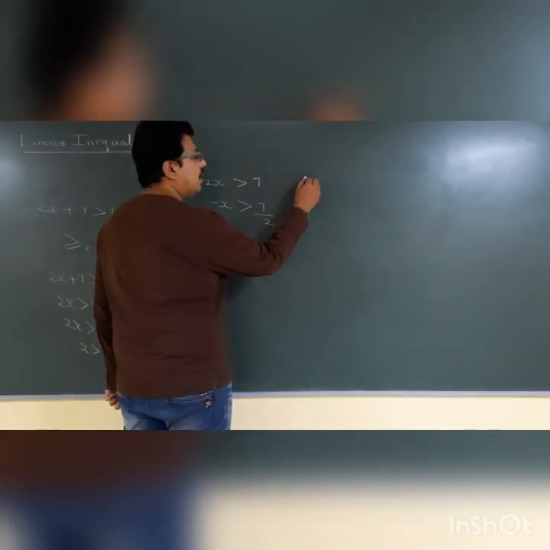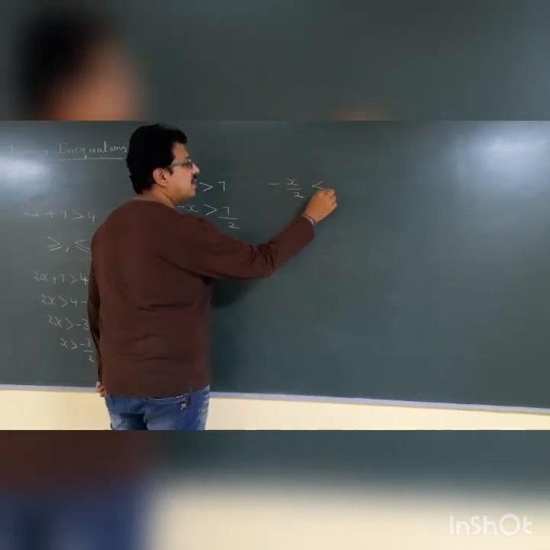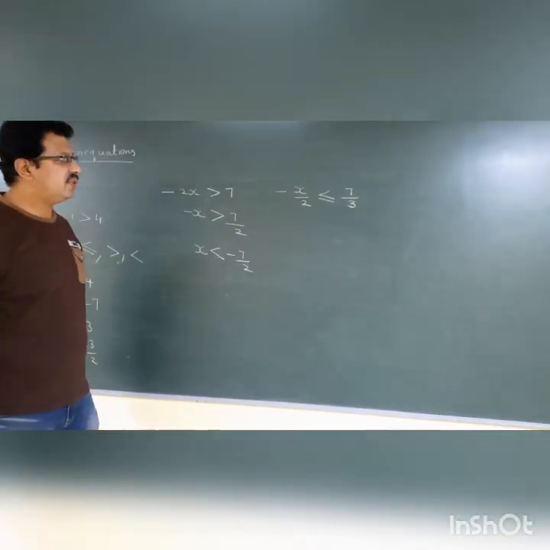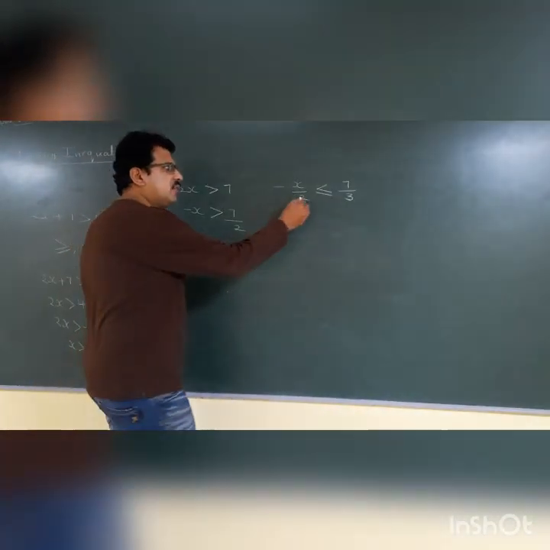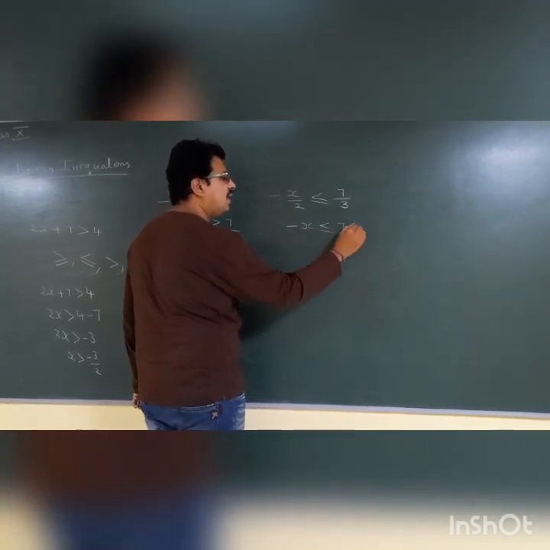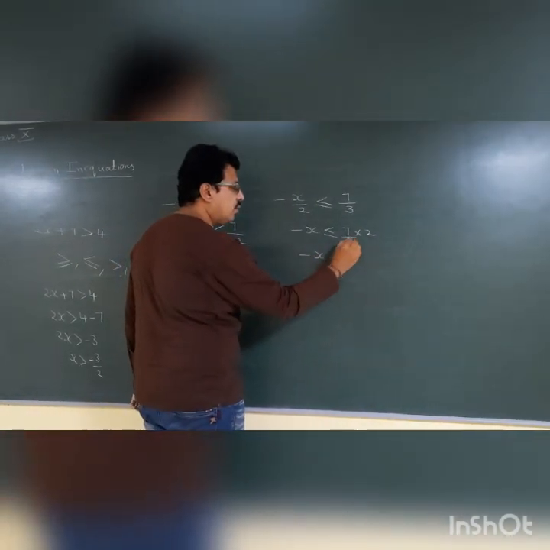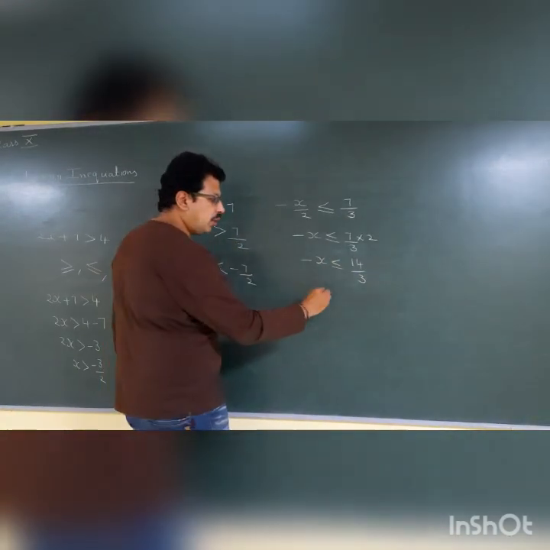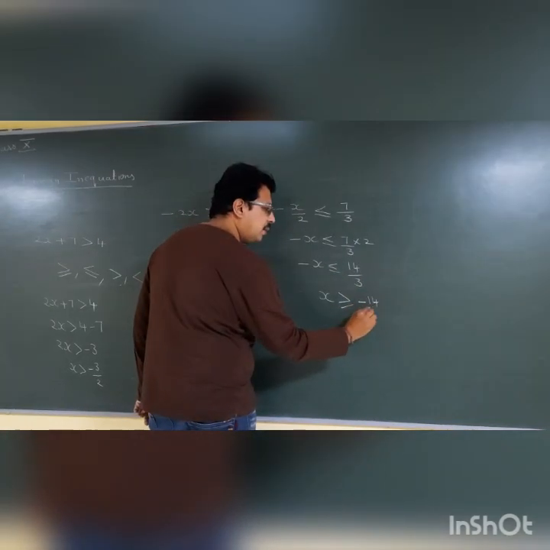For example, if it is minus x by 2 is less than or equal to 7 by 3. Here also, children, the same way as in the previous problem, you can just cross multiply it. Minus x is less than or equal to 7 by 3 into 2. We have just cross multiplied it, and minus x is less than or equal to 14 by 3. The same way we multiply both the sides by minus sign. It becomes x is greater than or equal to minus 14 by 3.